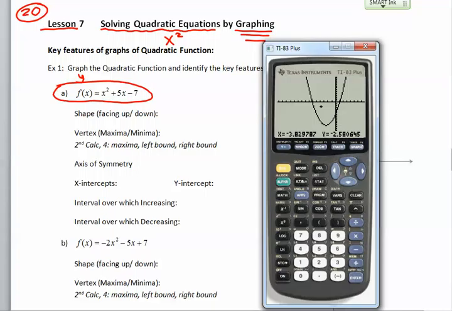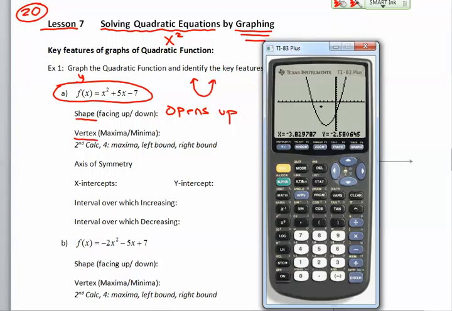Okay. So let's talk about some stuff here. First of all, over here it says shape. Is my parabola opening up or opening down? Nope, it's opening up. It's like a U, right? Opens up, that means it looks like this. Okay. Then it says the vertex.